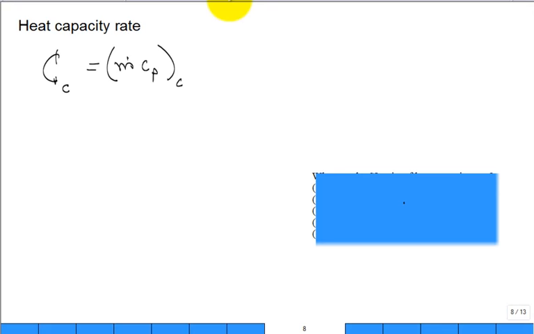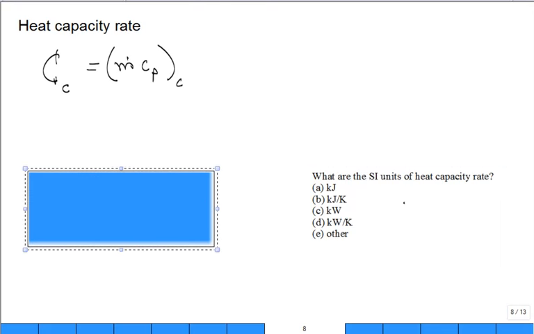All right, let's answer this one. What are the SI units for the heat capacity rate, cap C? Is it kilojoules, kilojoules per Kelvin, kilowatts, kilowatts per Kelvin, or something else?